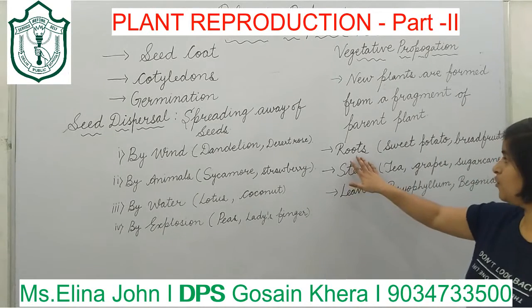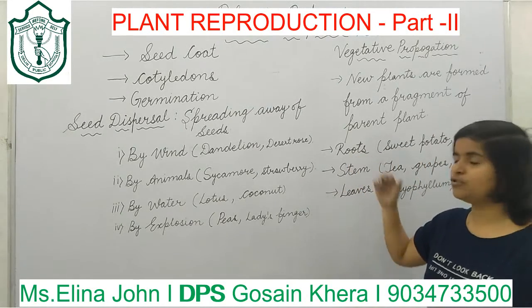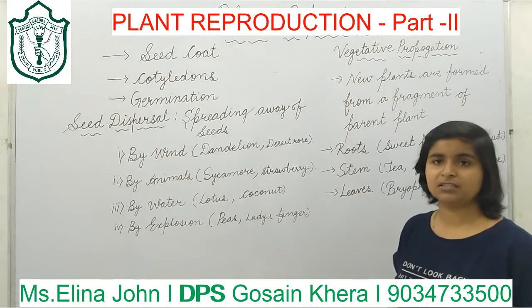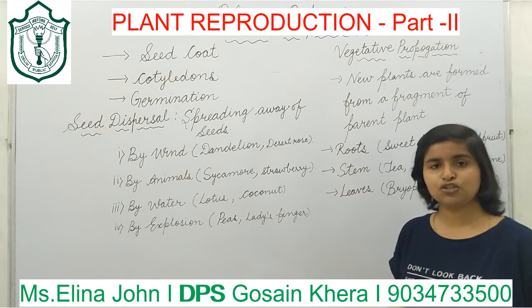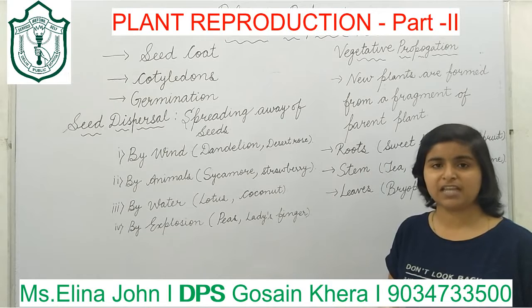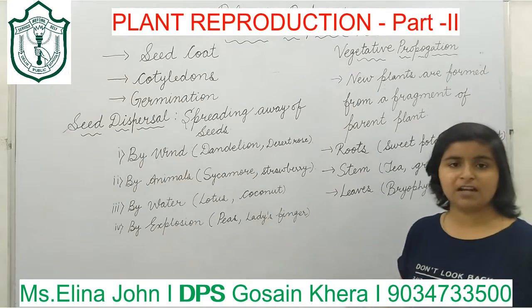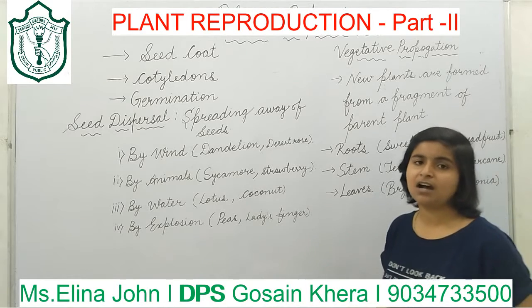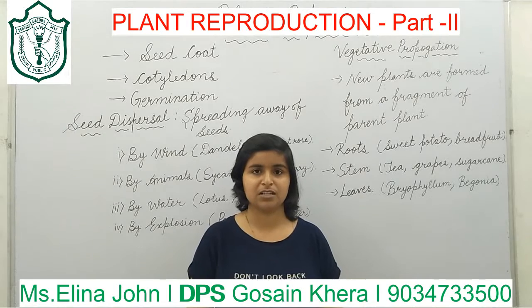Like we grow sweet potato and breadfruit from roots of their parent plant. Then we have tea, grapes and sugarcane. They are grown from the stem of the parent plant. Bryophyllum and begonia are grown from the leaves of their parent plant.